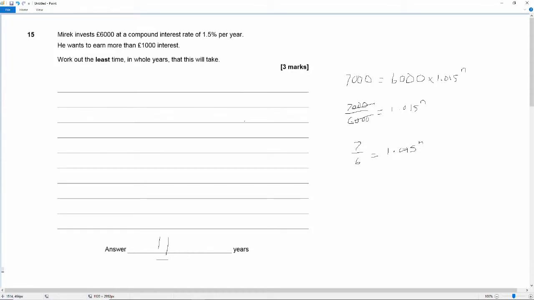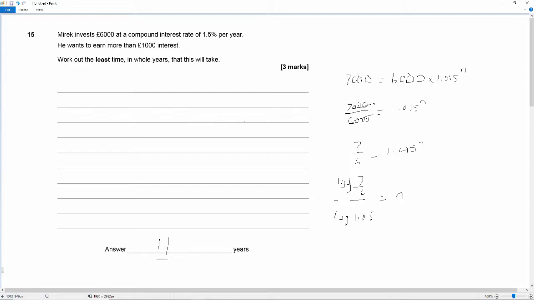So I've got 7 over 6 is equal to 1.015 to the power n, and we know something clever we can do with logs now, don't we? So if I say that the log of 7 over 6 divided by the log of 1.015, that's going to get me equal to our n.